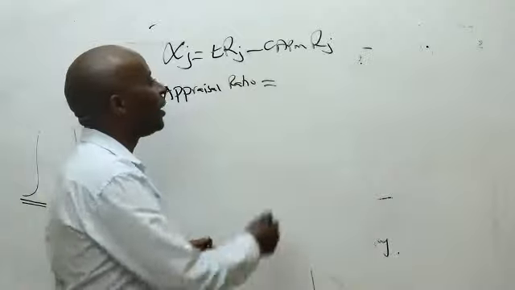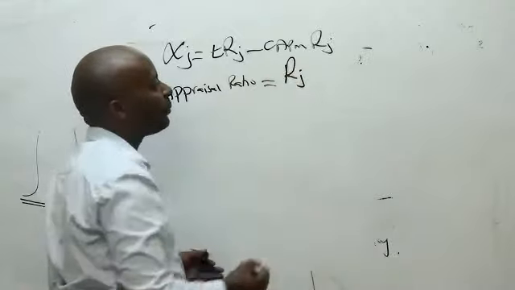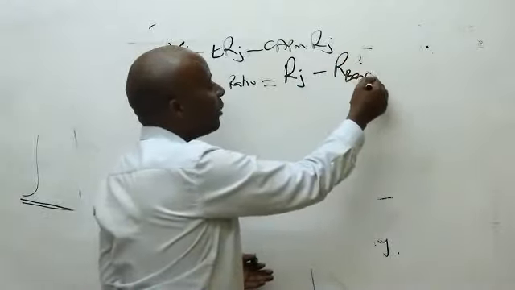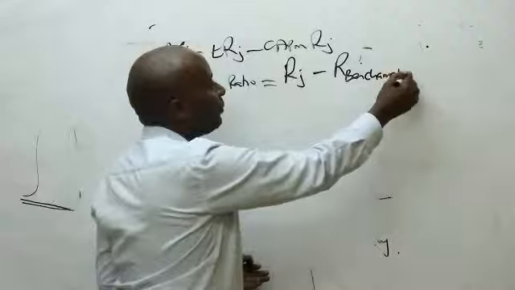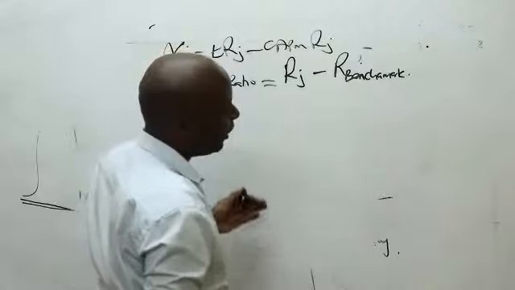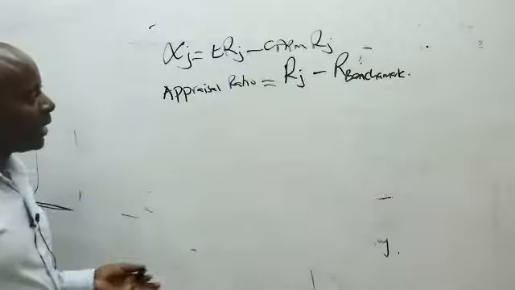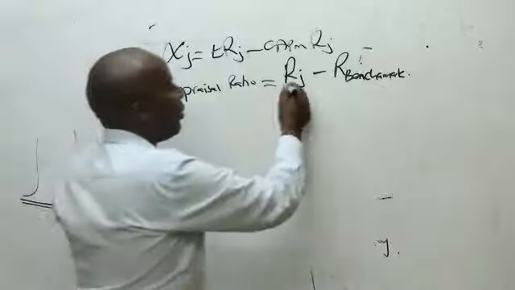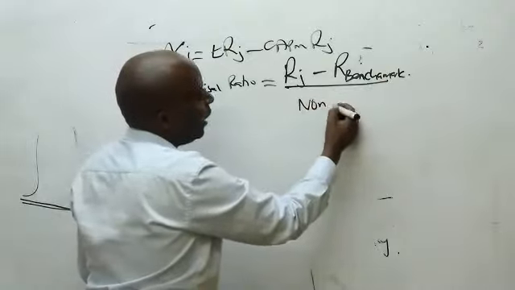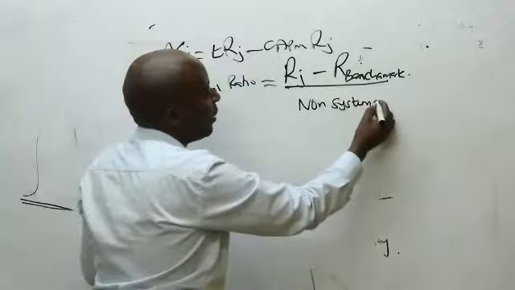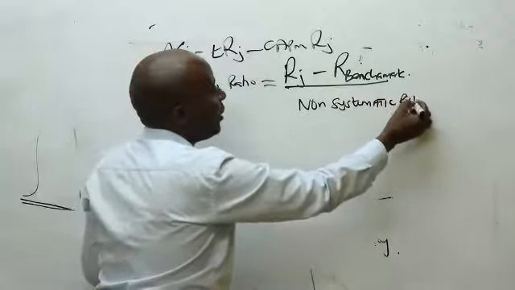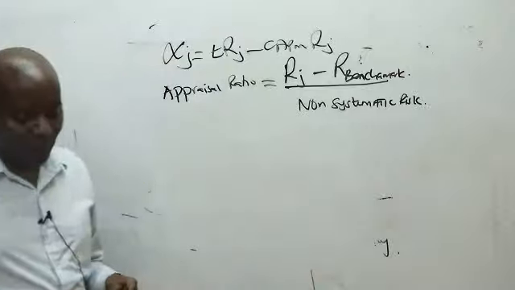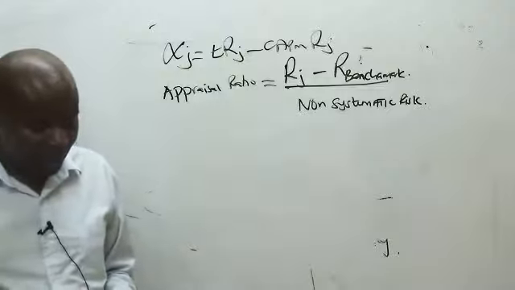Or better still, we can talk about RJ minus R from the benchmark. This could be the market, etc. So in terms of the benchmark security, all over what this gentleman is calling the non-systematic risk factor.